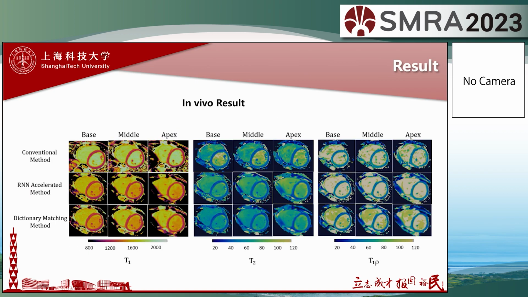In vivo studies: for each subject, MR images were acquired of the mid left ventricular short axis at the basal, middle, and apical levels using the previously mentioned free-breathing multi-parametric mapping sequence. As a comparison, we also conducted additional sequences for T1, T2, and T1 rho mapping as the conventional method. This figure shows representative T1, T2, and T1 rho maps for a healthy subject, comparing the results obtained using the RNN accelerated method, the dictionary matching method, and the conventional method.